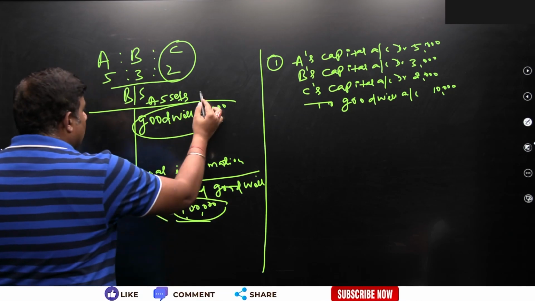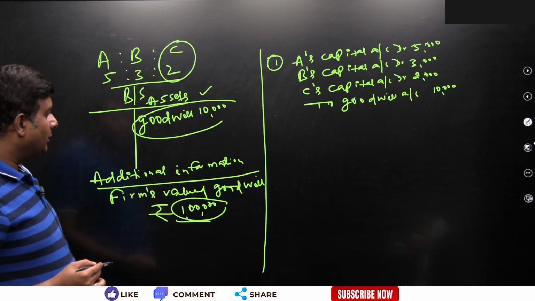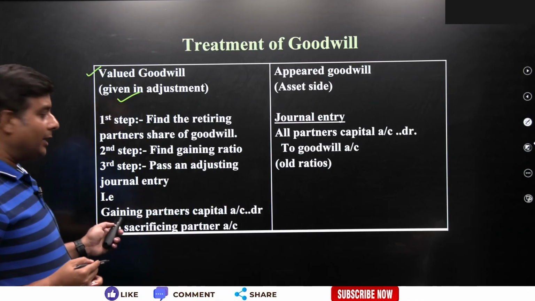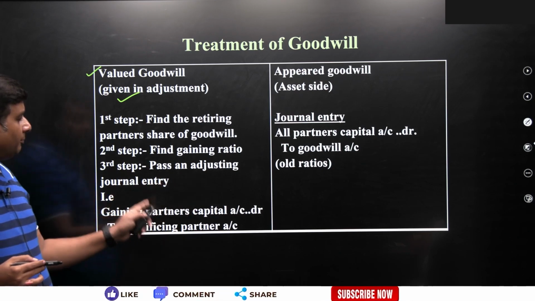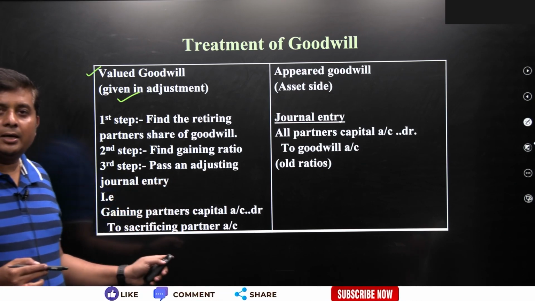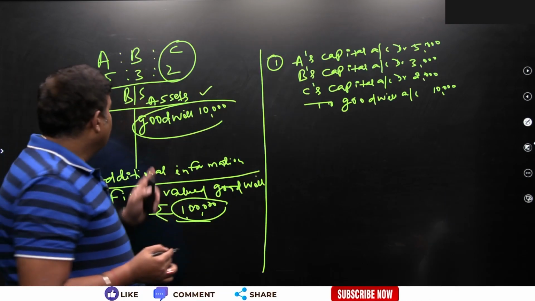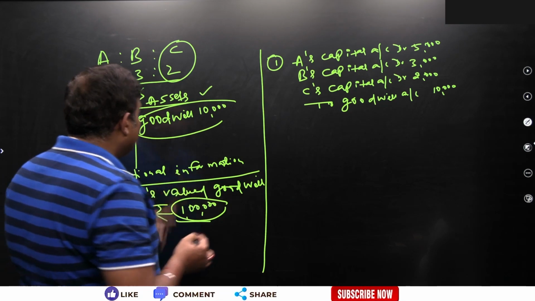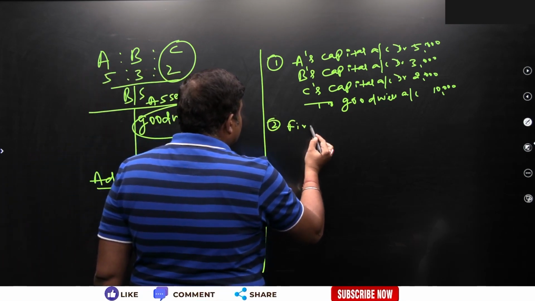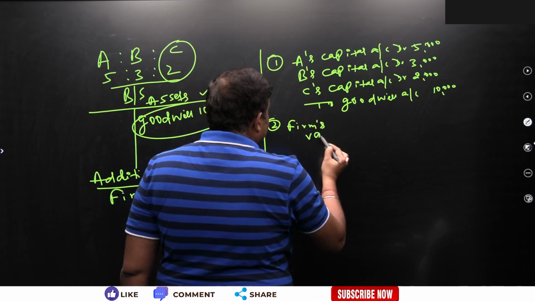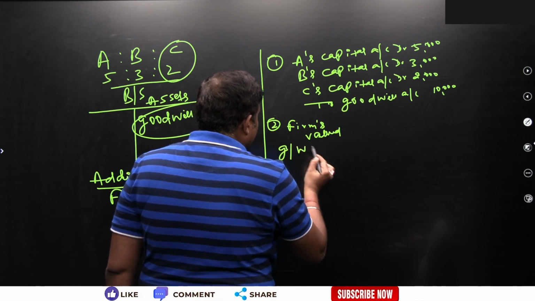So appeared goodwill ka concept ho gaya, right? So let's talk about the firm's valued goodwill. So what did I tell you? Again taking you to the first slide. Find the retiring partner's share of goodwill, find the gaining ratio and pass an adjusting journal entry, that is gaining partner's capital account debit to sacrificing partner's capital account. So here you find that the firm's valued goodwill is rupees 1 lakh.